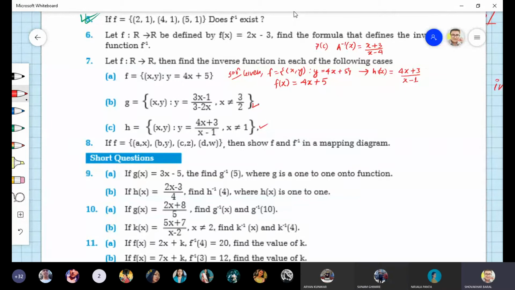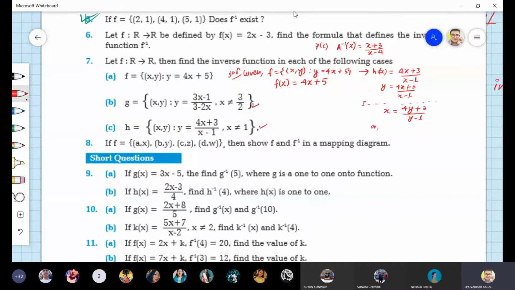Okay, let me check it quickly. Let's replace it by y at first: y equals (4x plus 3) divided by (x minus 1). In the second step, we need to interchange the roles of x and y, so it will be x equals (4y plus 3) divided by (y minus 1). In the third step, let's solve for y.